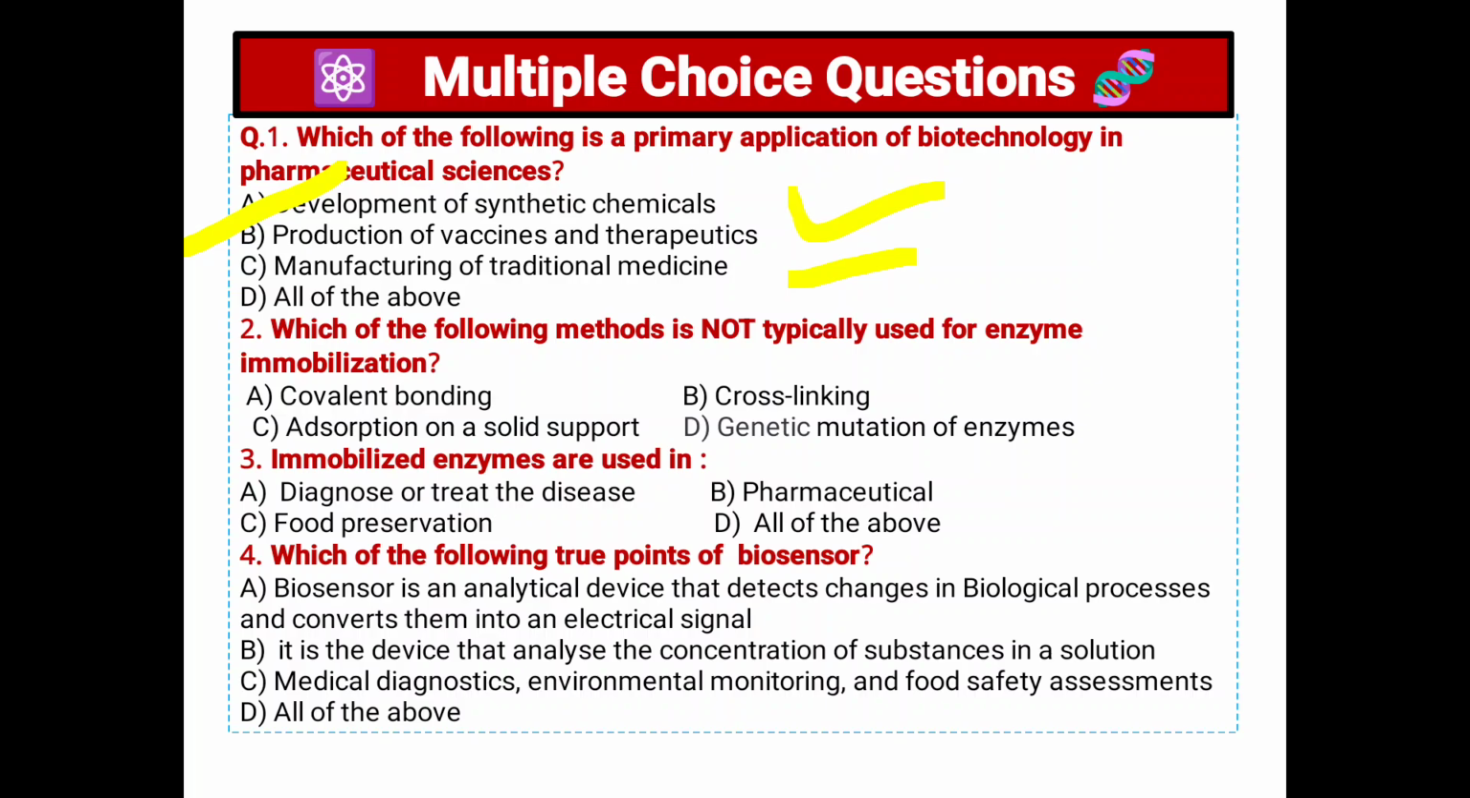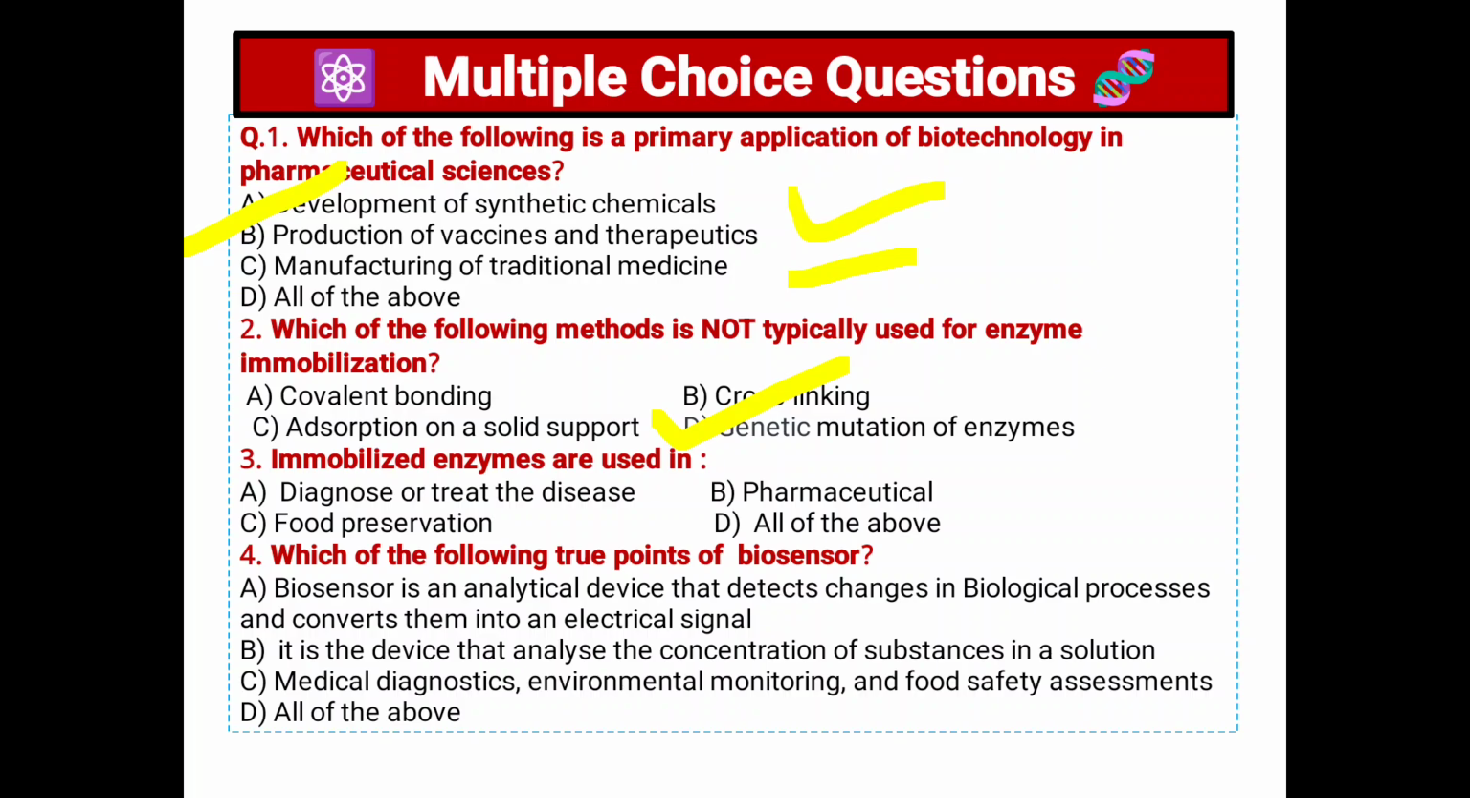So the methods are covalent bonding, cross-linking, and adsorption on a solid support. But the question asked is which is not a method. So genetic mutation of the enzyme is not a method. The correct answer is D.